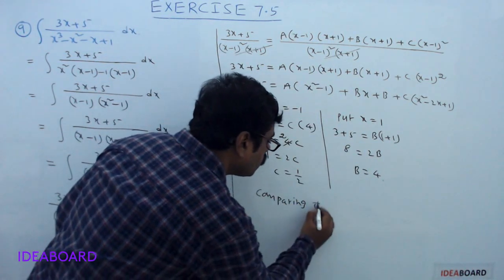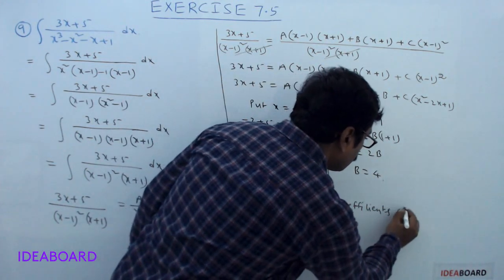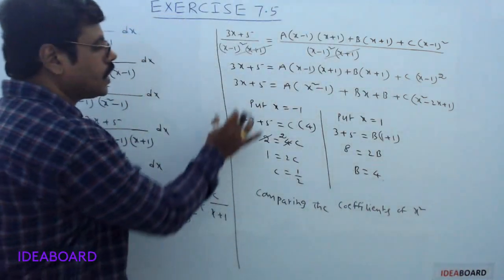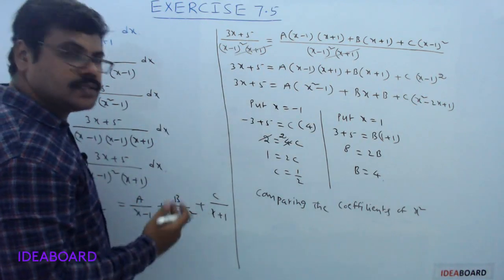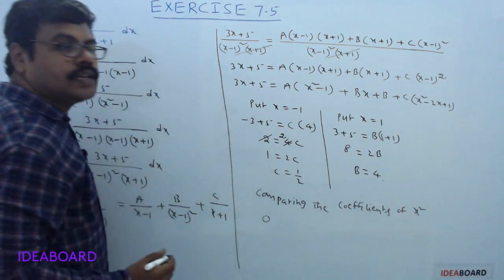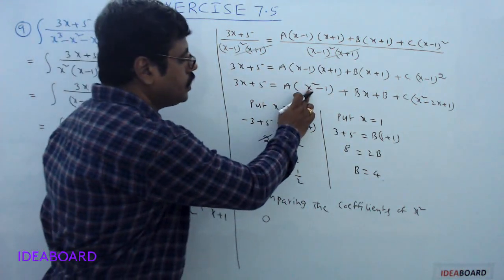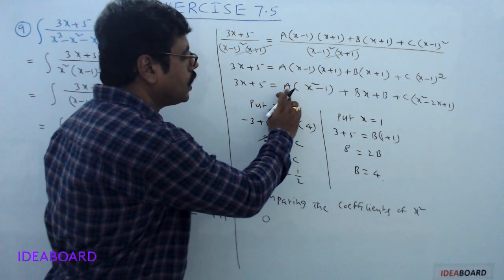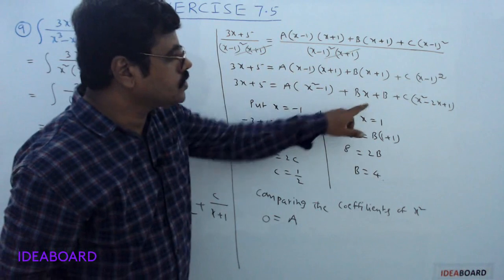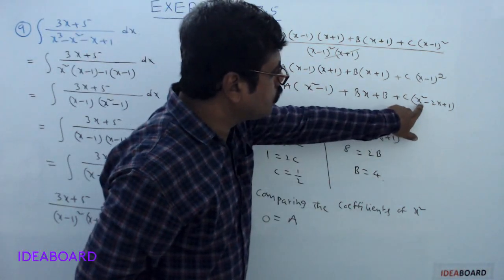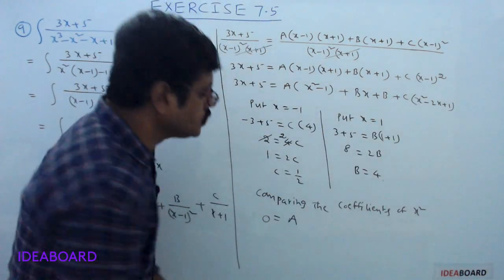Comparing the coefficients of x square. Now in the LHS part there is no x square term, so the coefficient of x square will be 0. Now here the x square coefficient value will be 1 multiplied with a, so 1 into a, that is a. Here there is no x square term. Come to the third term. Here the x square coefficient is 1 multiplied with c. So the x square coefficient is c.